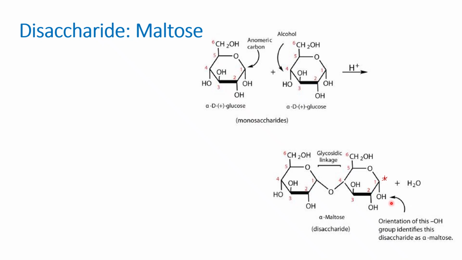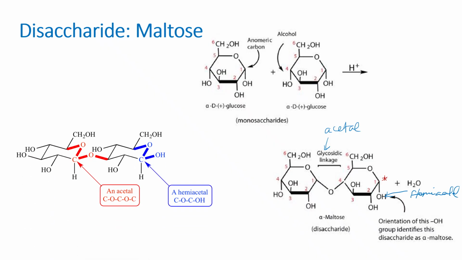So this is a hemiacetal, whereas this is an acetal. Why? Because the OH group is now converted into an OR group. So there is an OR here and an OR here. That is why this particular glycosidic linkage is an acetal group, and this OH group is a hemiacetal group. So let us see this particular molecule and you will be able to understand.